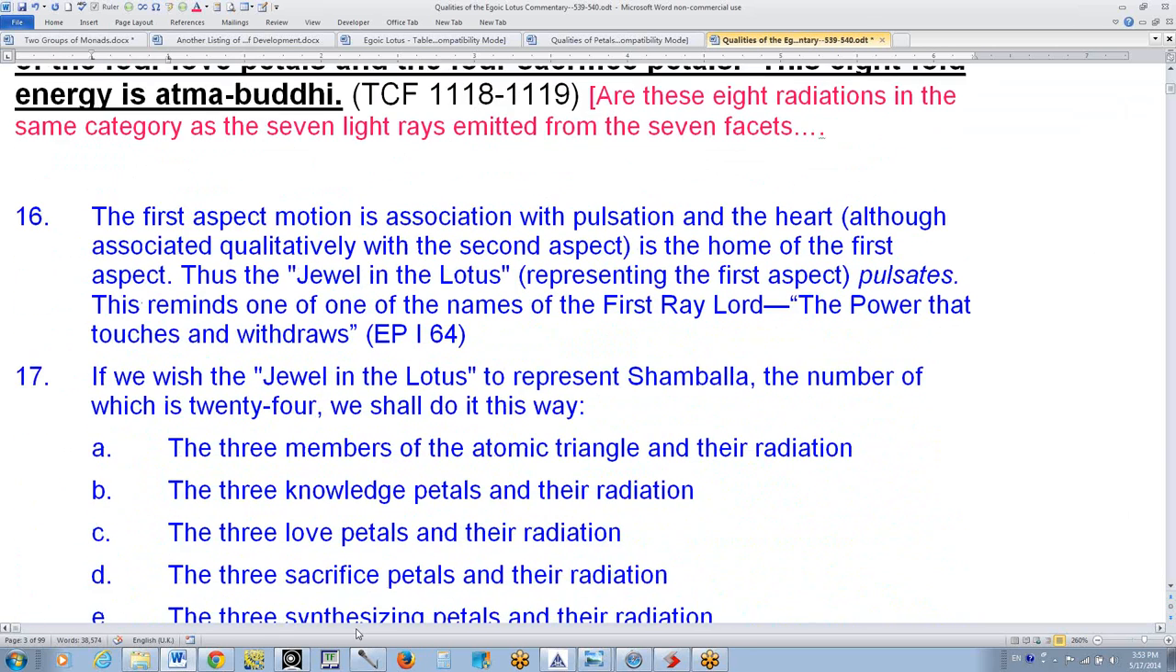Now going on a little more, the first aspect, motion, is associated with pulsation in the heart, even though the heart is qualitatively associated with the second aspect. In every heart are both the second and first aspects, the life and the love. And we have to remember that. It's the home of the first aspect. The jewel in the lotus represents the first aspect, it pulsates and it doesn't rotate, which is interesting.